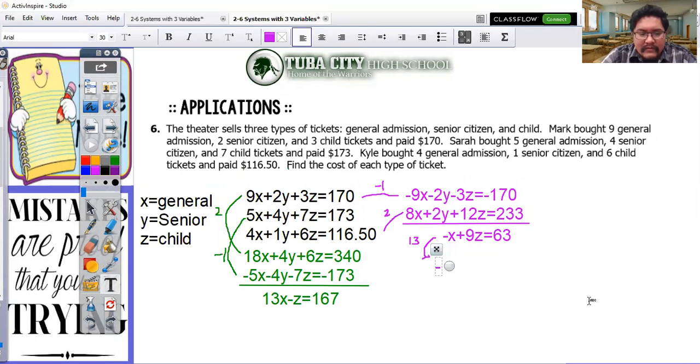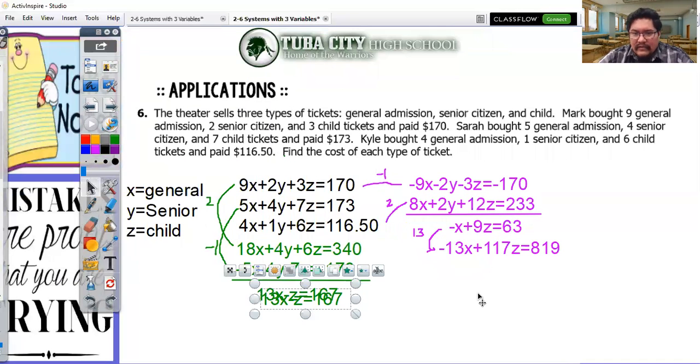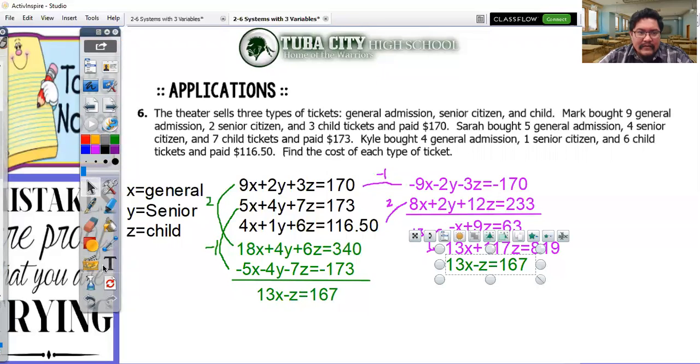So let's go ahead and multiply everything by 13. Okay, 9 times 13 would be 117z, and then 63 times 13 would be 819. Make sure I'm reading this right. Don't want to accidentally put something like 879 there. And then for this one here, I think we can just leave it the same. I don't need to change anything because if you look at it, the x is already set to eliminate.